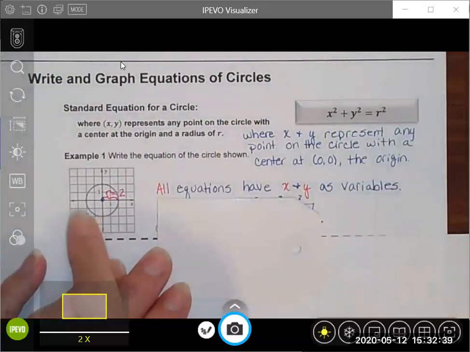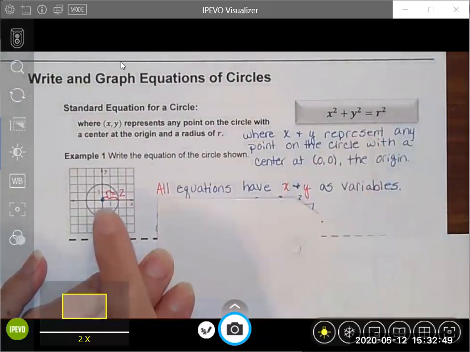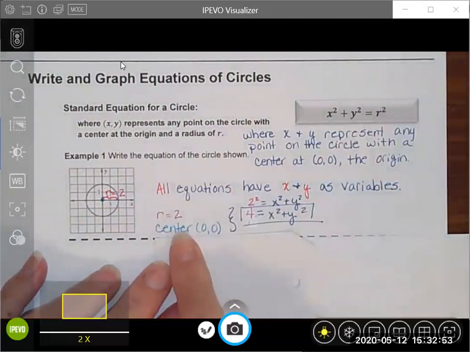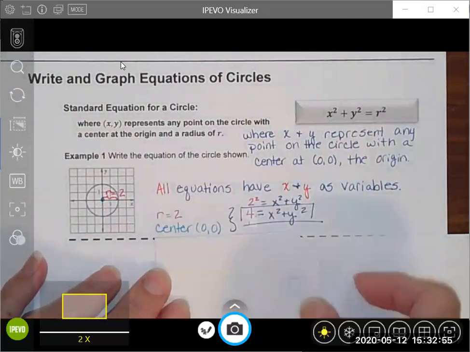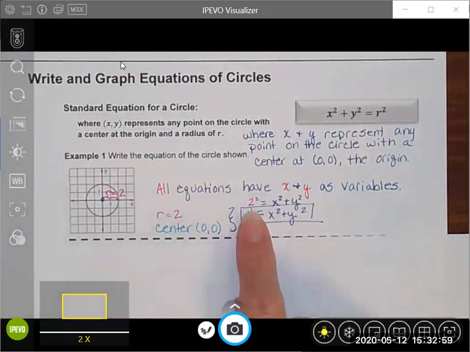So if I look at this circle, the first thing I want to do is identify that the center is at the origin, because that's what allows me to use this equation. The next thing I notice is that it has a radius of 2. See, very exciting. It has a radius of 2, a center at 0, 0. Therefore, I can substitute the radius into my equation.